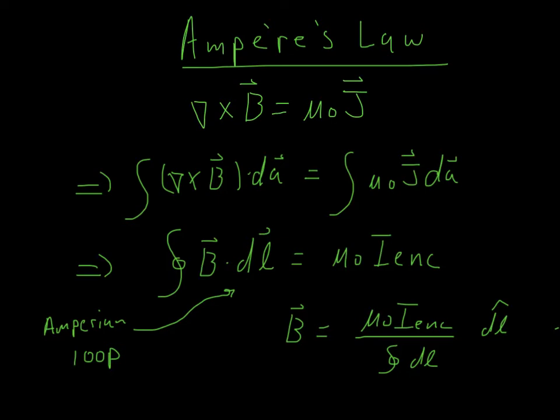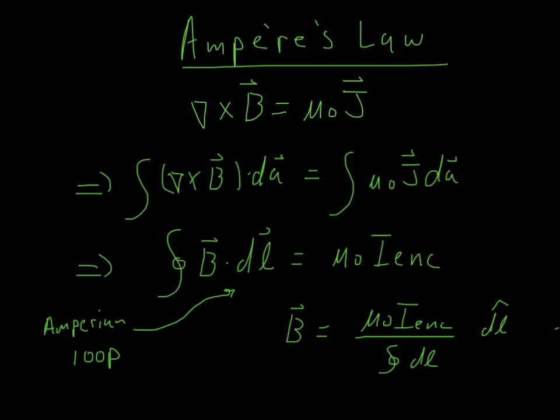This is analogous to Gauss's law, where now instead of drawing a Gaussian surface, you're drawing an Amperian loop. And once again, we have to draw the loop in such a way that the B field along that path is equal. So instead of the E field along that surface being equal at every point, now it's the B field, the magnetic field, along that path that is equal at every point, and they have to be parallel to each other.